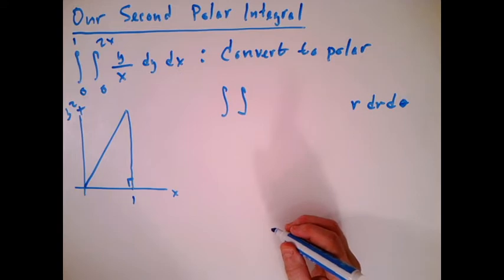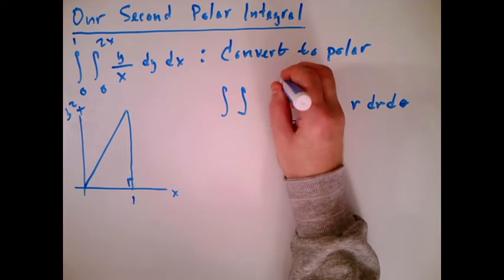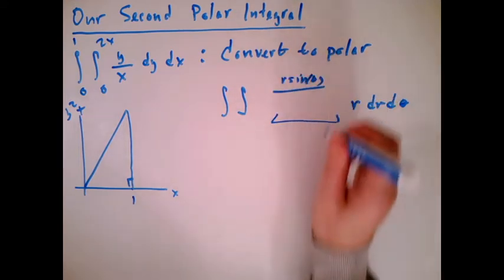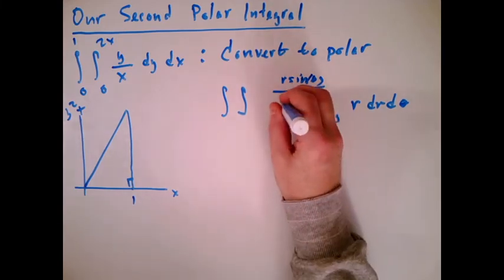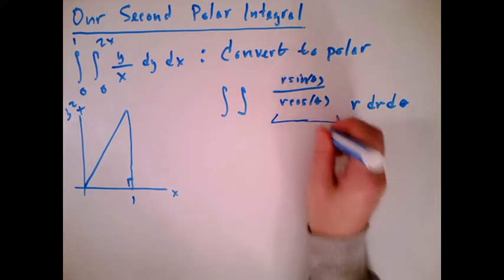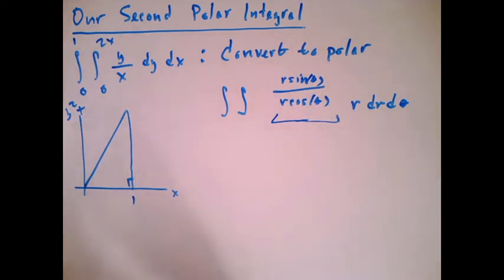I know the roof's equation needs to change, but that's not so bad. Y is r sine theta. X is r cosine theta. And if we were going to actually evaluate that, we just cancel the r's and make that tangent. That's not so bad. We now need to find the limits of integration.